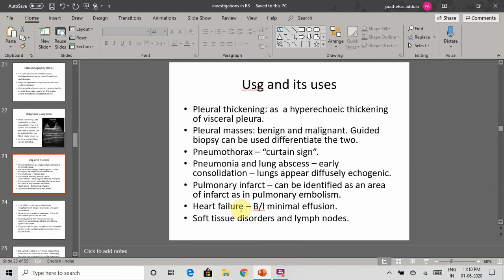So, ultrasound and its findings. In pleural thickening, a hyperechoic thickening of visceral pleura can be seen. Pleural masses can be benign or malignant. Biopsy can be used to differentiate the two. In pneumonia and lung abscess, early consolidation, the lung appears diffusely echogenic. Pulmonary infarct can be identified as an area of infarct, as in pulmonary embolism. Bilateral minimal pleural effusion can be seen in heart failure. It is also used to identify soft tissue disorders and lymph nodes.